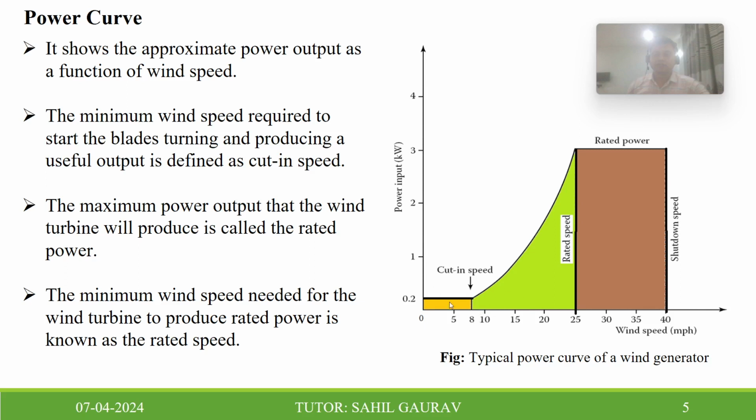The minimum wind speed required to start the blades turning and producing a useful output, we define as the cut-in speed. And this maximum power output that the wind turbine will produce is called the rated power. You can see this rated power, and the minimum wind speed needed for the wind turbine to produce rated power is known as the rated speed.